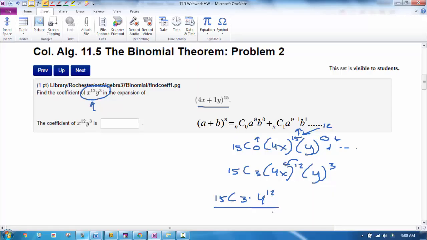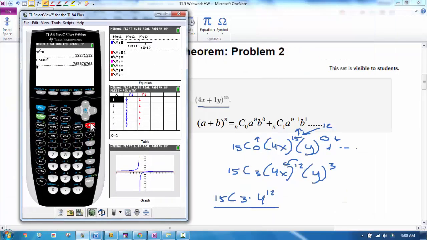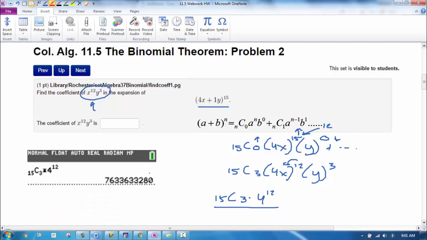I'm going to have to do that in the calculator. 15C3 is 15, math, probability, C, which is the 3rd one, 3. And then I have to multiply that number by 4 to the 12th. So what I'm looking at is this number. I know it's a really big number again. That number right there.